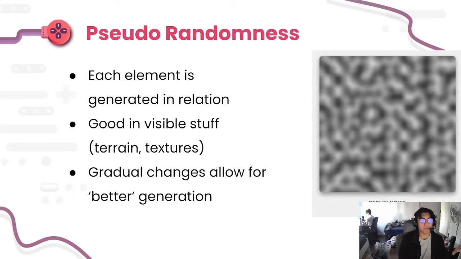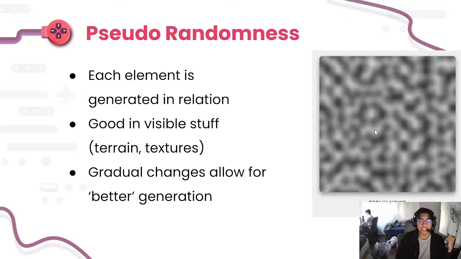Pseudo-randomness, as you can probably tell, is not true randomness. As you can see here on the right, it's labeled Perlin noise because it's using some sort of mathematical function to generate this image or the values pertaining to this image. Pseudo-randomness is not true randomness because each element is generated in relation to its neighbors. As you can see here, it is very fuzzy to look at. No, your eyesight is not going bad. No, it's not 240p. This is simply how the image looks.